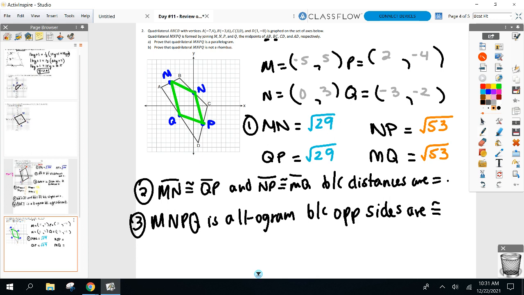And now look, you don't have to do more work. You just got to write a sentence now. You don't have to do 4 distances now because you did 4 slopes at the beginning. Do we know it's not a rhombus? Yeah. I don't need to show you any more formulas. They're right up there in step 1 if you want to see them. So MNPQ is not a rhombus.